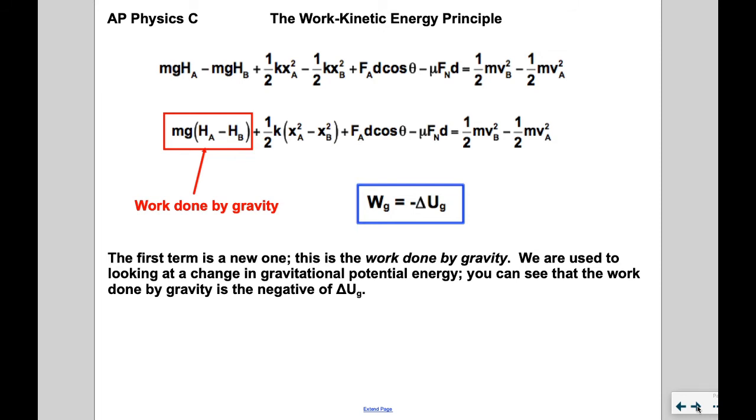So this mg times initial height minus final height: you can see that if the object descends, so if the initial height is greater than the final height, this work done by gravity term would be positive. And if the object is elevated, if h B is greater than h A, then the work done by gravity would be a negative term. Okay.